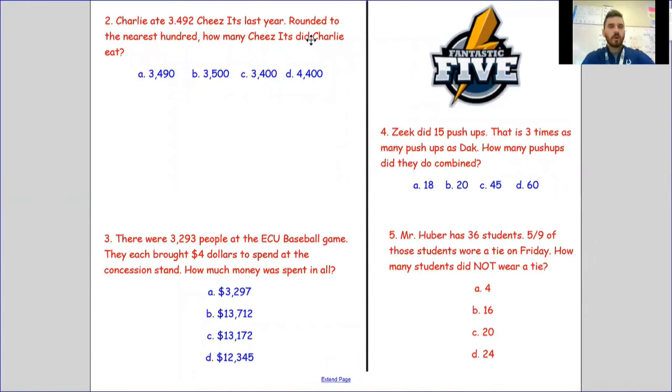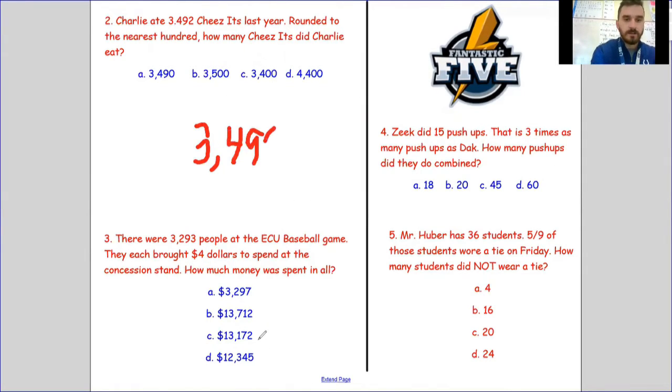All right, number 2. Charlie ate 3,482 Cheez-Its last year. Rounded to the nearest 100, how many Cheez-Its did Charlie eat? So anytime I'm rounding, I like to use something that I call a rounding coaster, and I'll get to that in just a second. But I'm going to start by writing the number that I need to round, 3,482. That's supposed to be a 3. All right, and then it's very important because if I'm rounding, I've got to know what place value I'm rounding to, and in this question it says to the nearest 100.